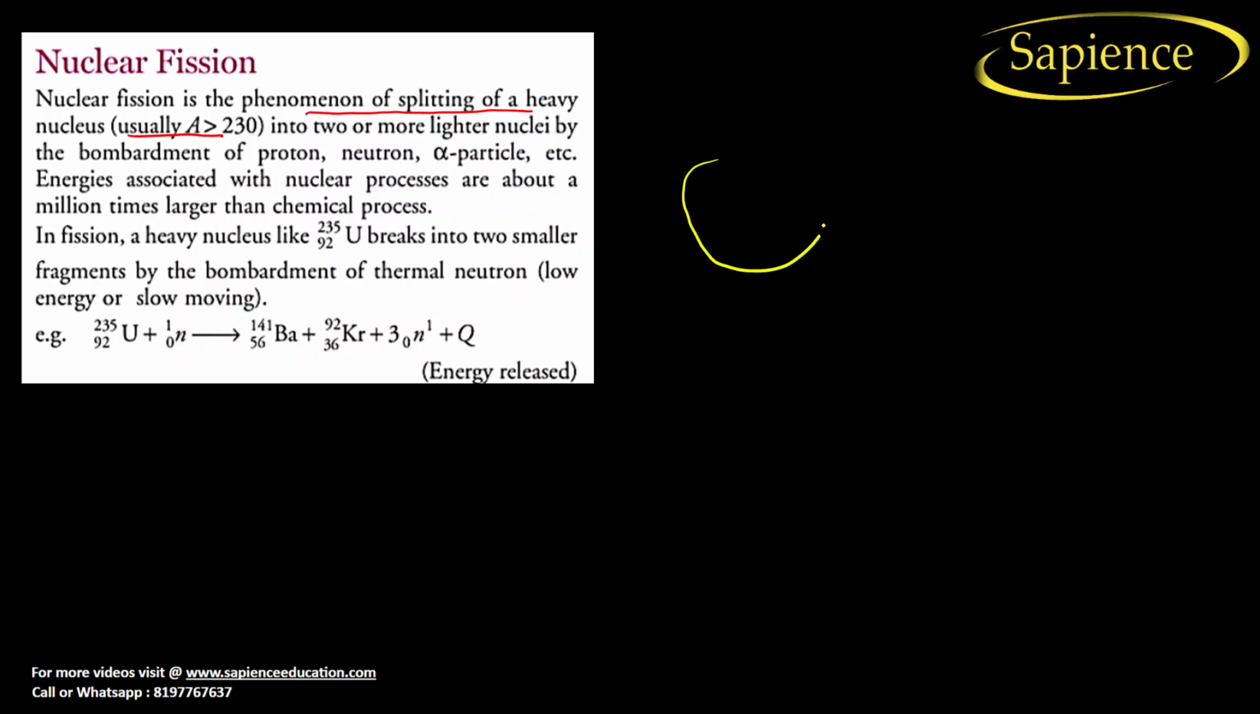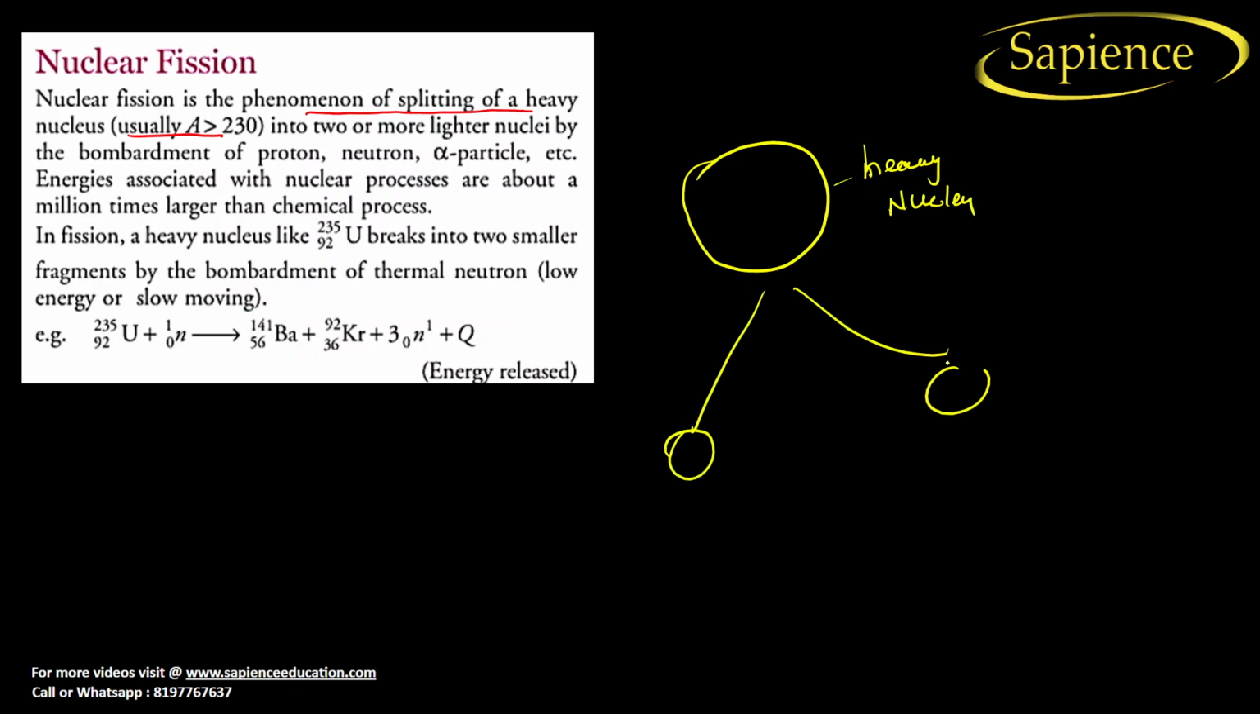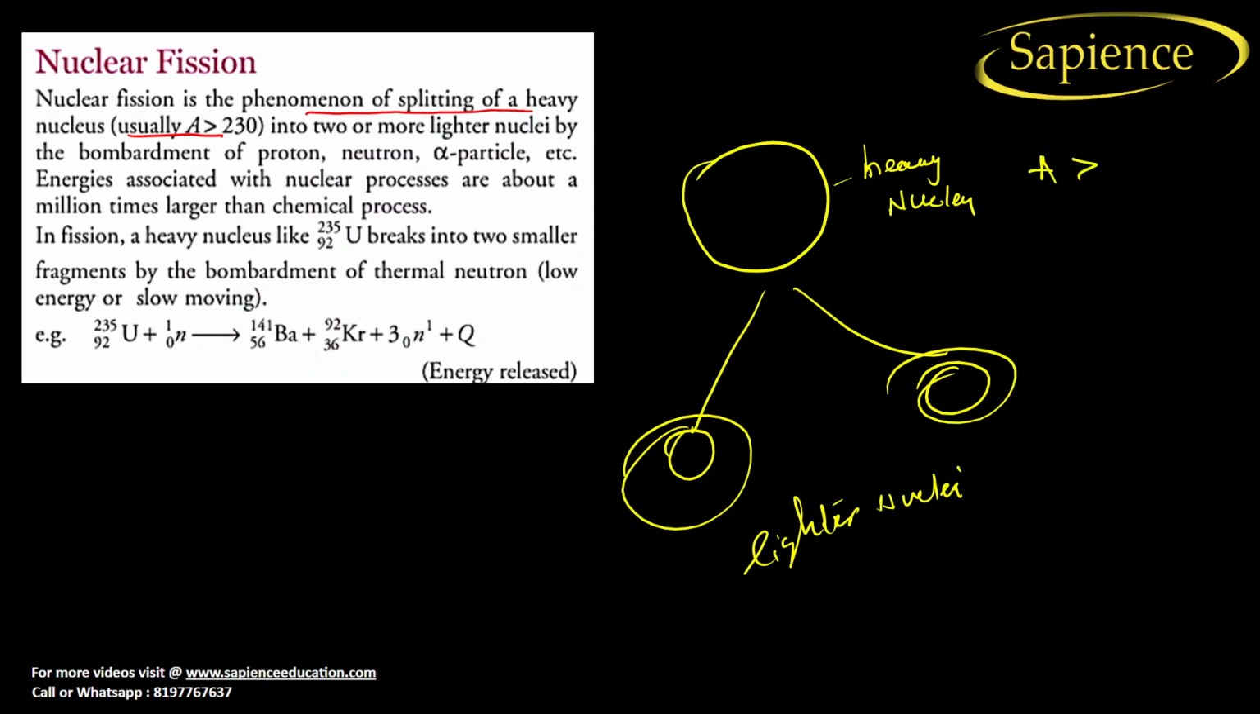So there is a heavy nucleus, right? And when it splits into two parts, two lighter nuclei, basically this happens when the atomic mass number is greater than 230. Uranium is an example, right? Nuclei are bombarded by protons, neutrons, or alpha particles, etc. The energy associated with nuclear processes is about millions of times larger than chemical processes.